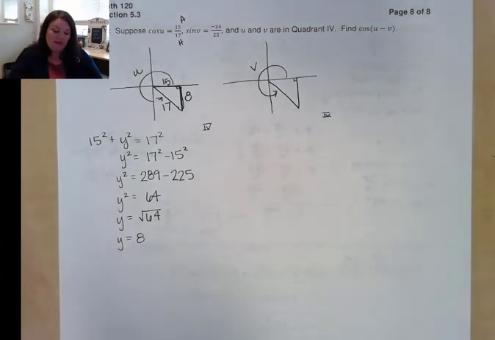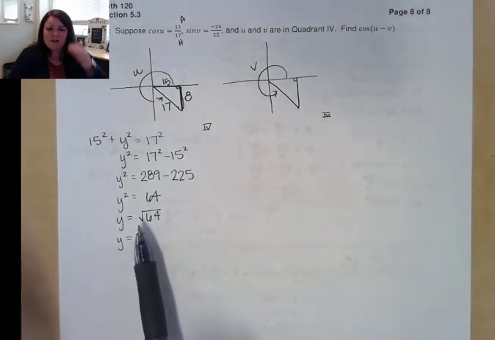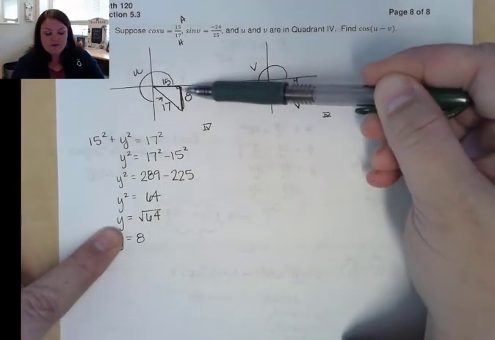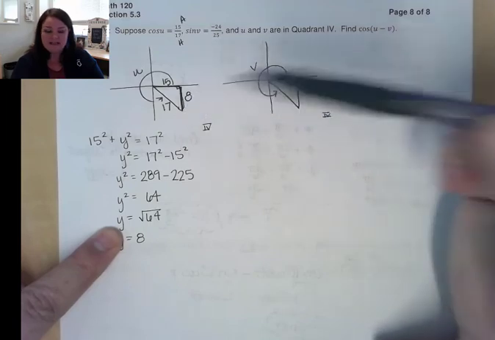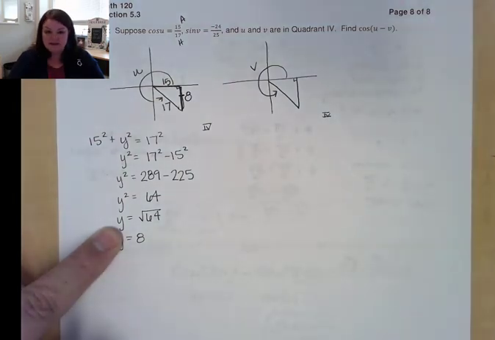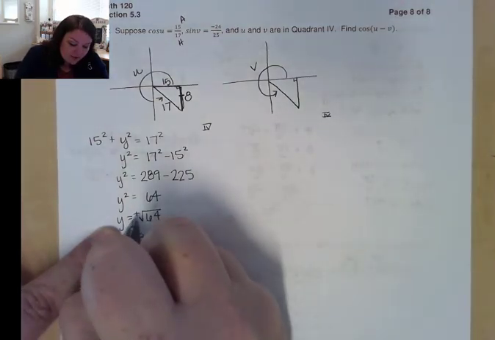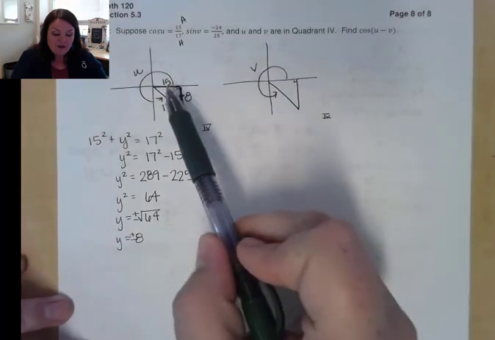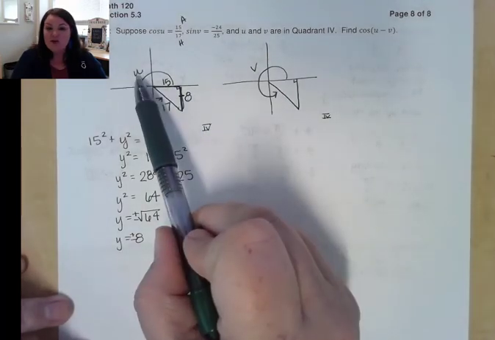Now, normally when we take the square root in order to solve something, we have to do plus or minus. But here, notice, I'm solving for the y value. And I know that the y value is below the x-axis, so I can go ahead and determine right here that it's going to be a -8. Okay, you could do plus or minus here and then determine that it's in quadrant 4, so our y value is negative. Okay, however you want to go about that to determine the sign. All right, so now I know everything I need to know about my u angle.